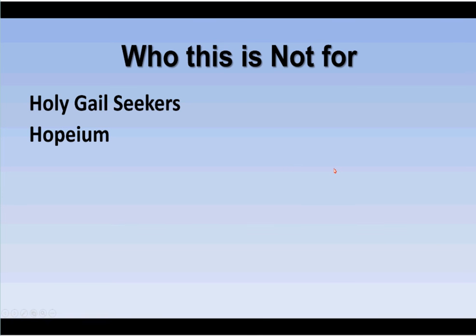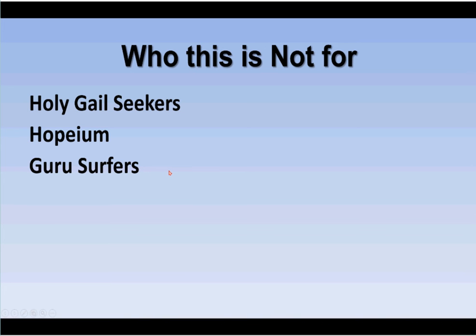If you're a holy grail seeker, if you suffer from hopium, these two diseases right here, holy grail seekers or hopium, if you really like get rich quick schemes, that's not what this is. If you think you're going to take a $5,000 account and by the end of January turn it into $1.5 million, I hate to burst your bubble, but that's not going to happen. Okay, that's not how trading works.